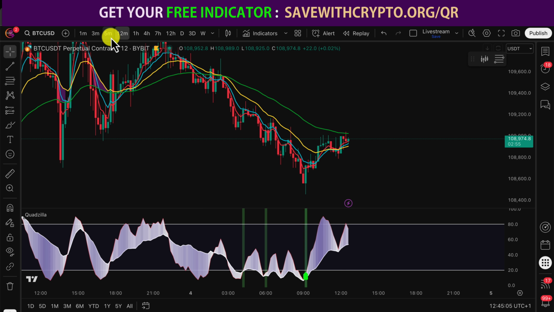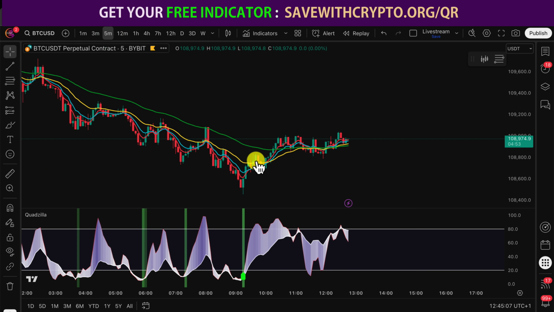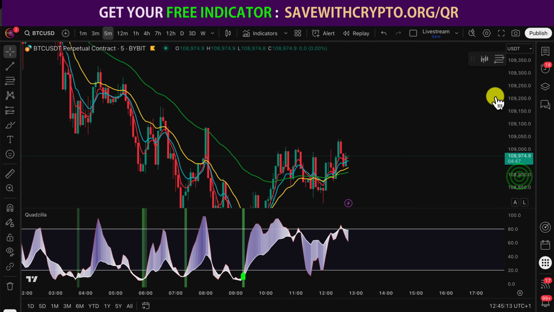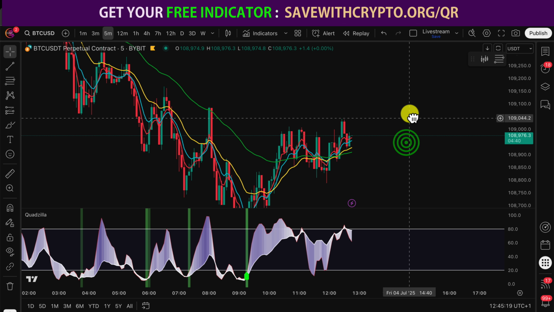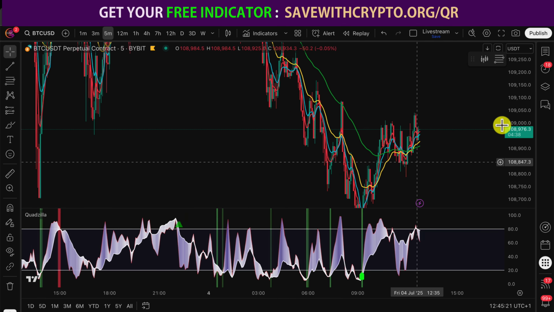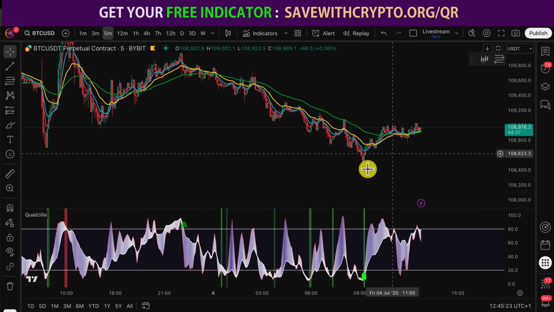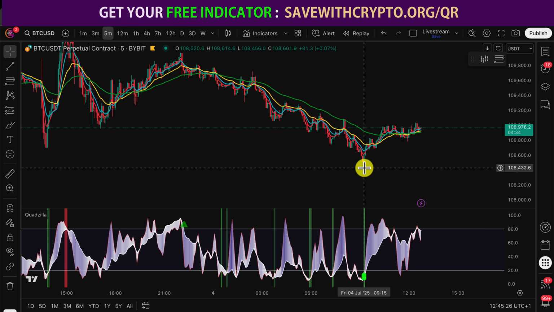I've also been looking at the 5-minute time frame because I do like to see these green and yellow EMAs cross over in a bullish way, and they actually did that about half an hour ago. So I am hoping that that was a bit of a bottom, at least for the time being.